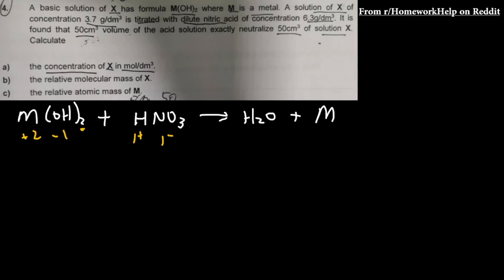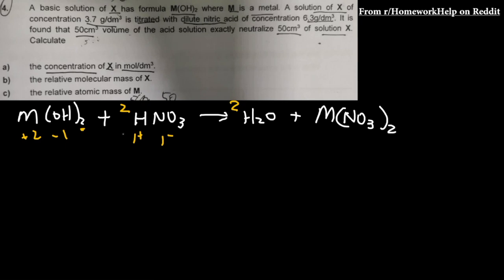Therefore, when you cross NO3 and M, you should get MNO3 2. Now you're going to have to balance everything. So to balance everything, we need to put a 2 over here because there's 2 NO3s. And you also need to put a 2 here to balance the H2O, and everything else now should be balanced. Okay, great. So now let's see what we have.